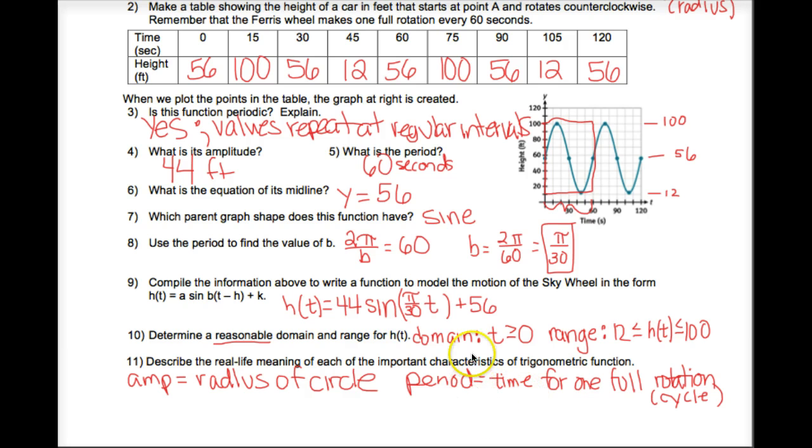Look also that our k value was the height of the center of the wheel. So k was the center height of the circle. So how far the center of the circle was off the ground. That was our k value.